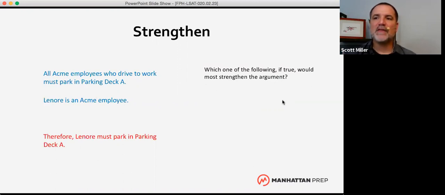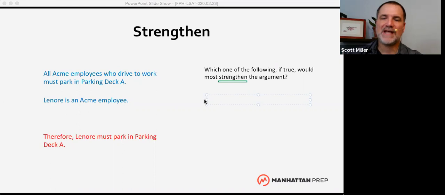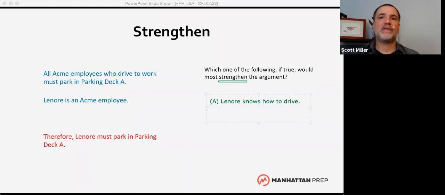So if we talk about strengthening the argument, the thing about strengthening is it just says strengthen. So we're not trying to prove anything. We don't have to guarantee that the argument is valid. In other words, we don't have to guarantee that Lenore drives to work. All a correct answer to a strengthen question has to do is make it a little bit more likely. So I'll give you an example. Here's a correct answer: Lenore knows how to drive. That would strengthen the argument.